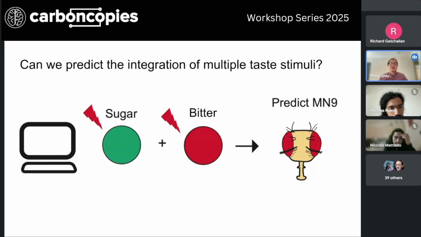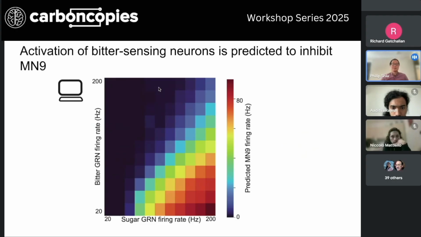Okay, so we also wanted to know whether we can activate single neurons and single cell types and predict behaviors. We also wanted to know whether such a model could result in integration. Can we predict the integration of multiple taste stimuli? So what we did was activate two different taste categories, both sugar and bitter, and then predicted whether this caused motor neuron 9 to activate. What I'm presenting here is that as we increase the activity of the neurons that respond to sugar, this results, as we discussed, in increases in the predicted motor neuron 9 firing rate.